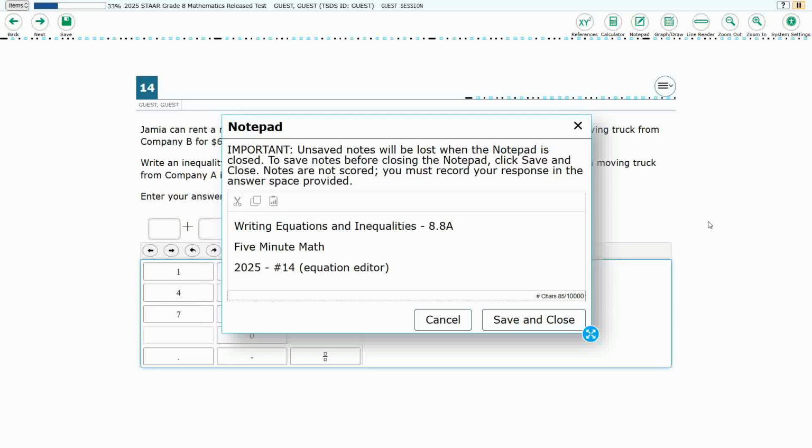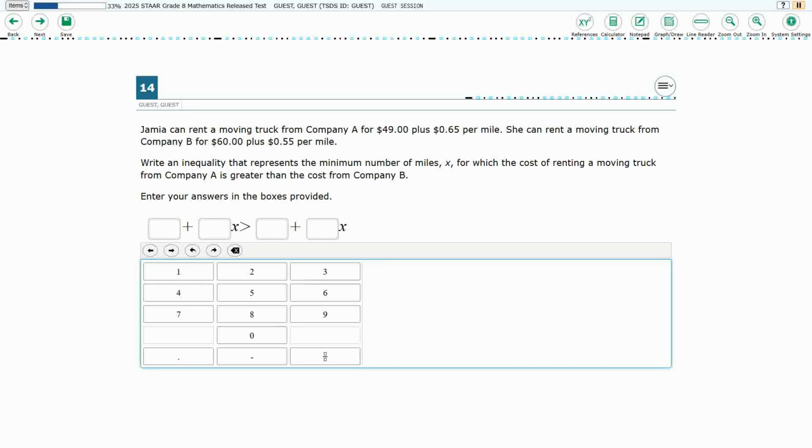Today we are looking at the eighth grade concept of writing equations and inequalities. It's standard 8.8a in the great state of Texas, and we are using item number 14 of the 2025 released STAAR test. This is a new item type called Equation Editor. If you haven't done so already, please go ahead and take a moment to pause the video, work this problem out on your own, unpause it, and we will look at our answers together.